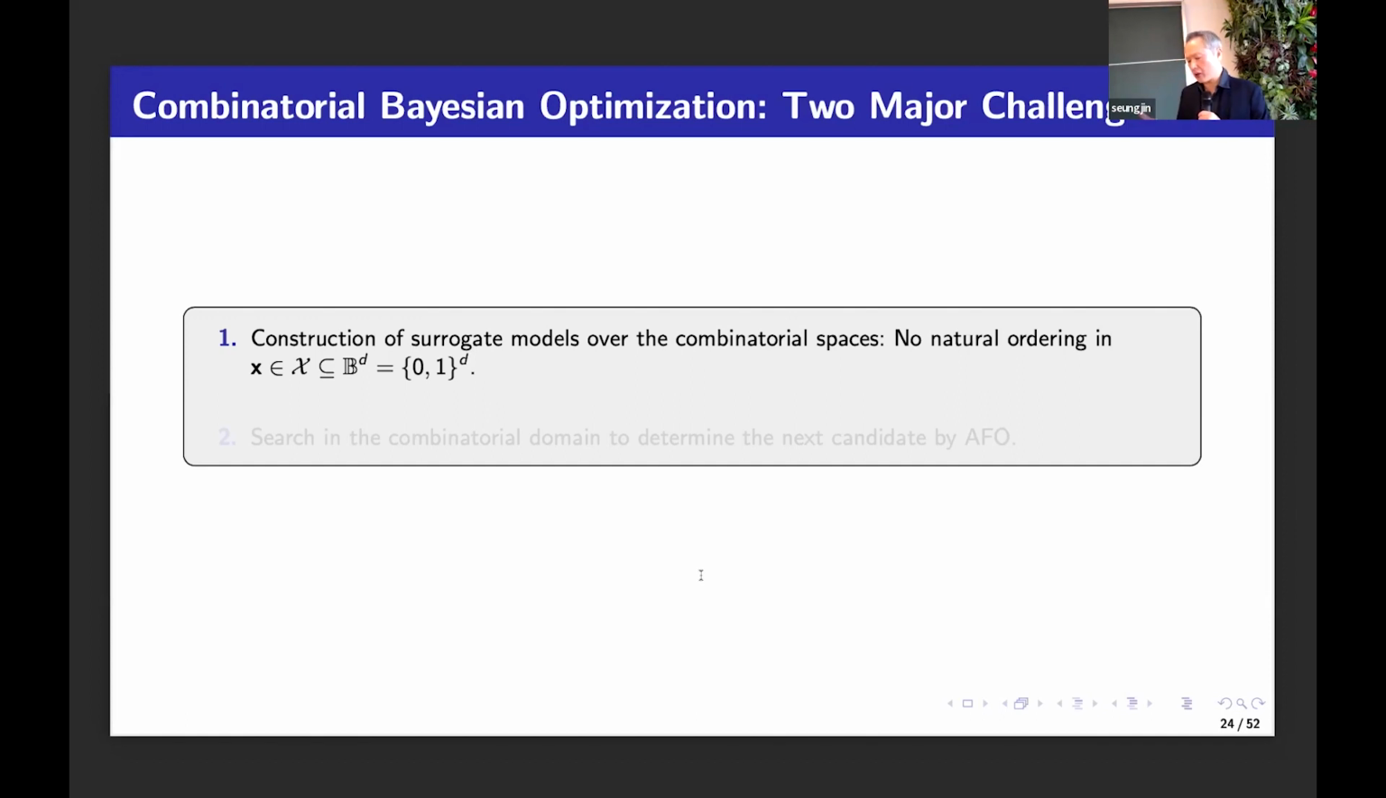In general, categorical variables don't carry a natural ordering, so it is not easy to directly construct the right kernels. Also, even in the acquisition function optimization, the domain is combinatorial, so it is really difficult to find the optimum of the acquisition function. So those are two major challenges.